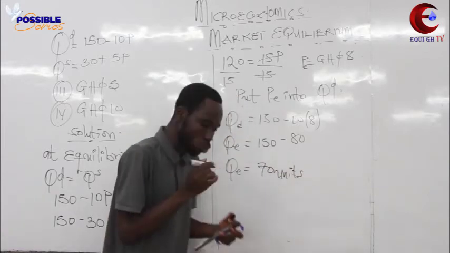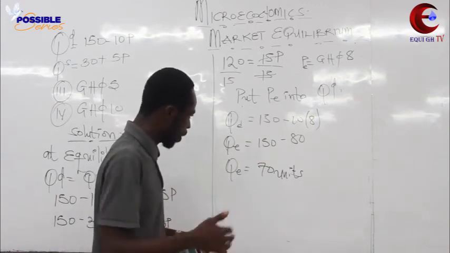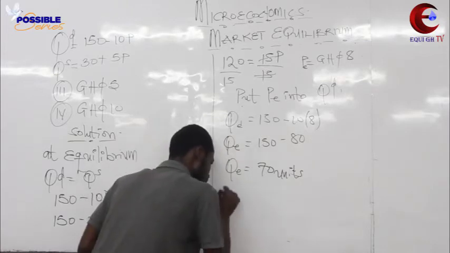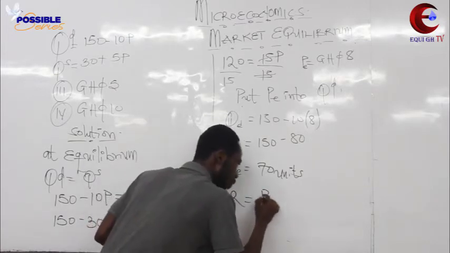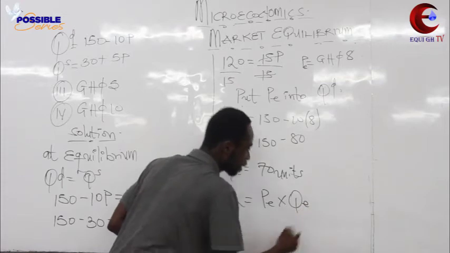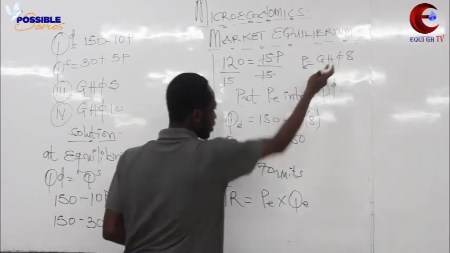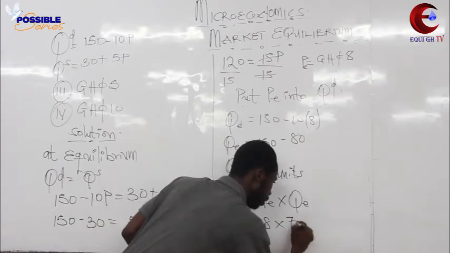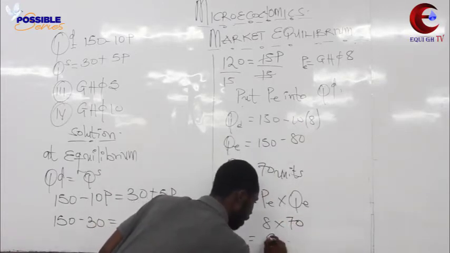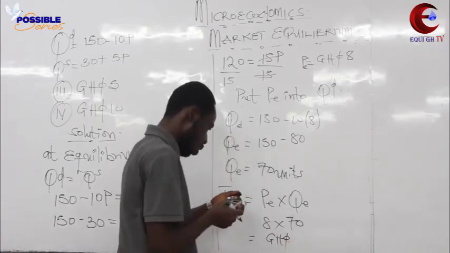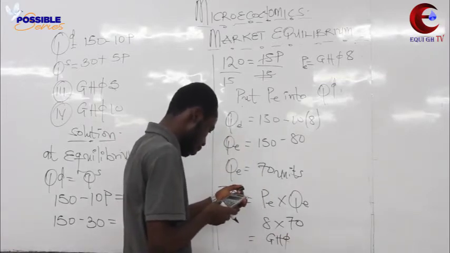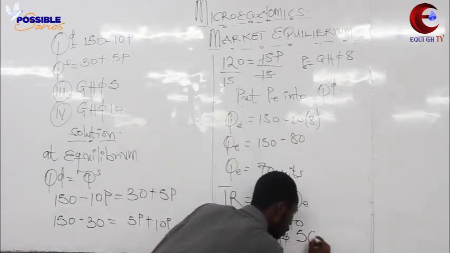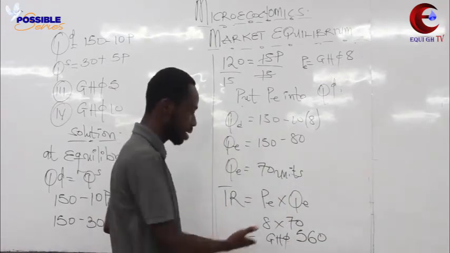Please, in the examination room or during your quizzes, do not waste time. Once you reach here, calculate the total revenue first. Total revenue equals equilibrium price times equilibrium quantity. So equilibrium price is 8 times equilibrium quantity, which is 70. 70 times 8 will give us 560 Ghana cedis. That's the total revenue. I hope it makes sense.